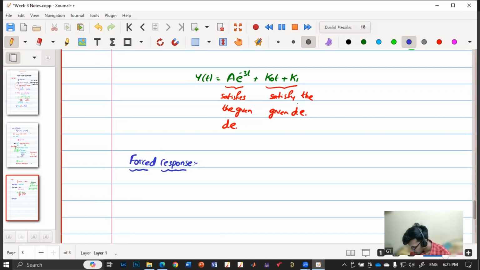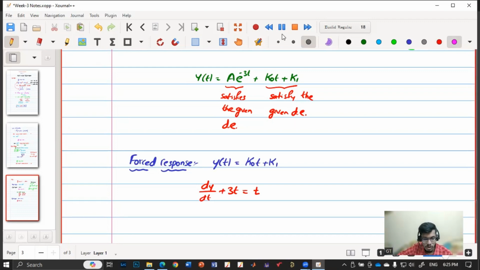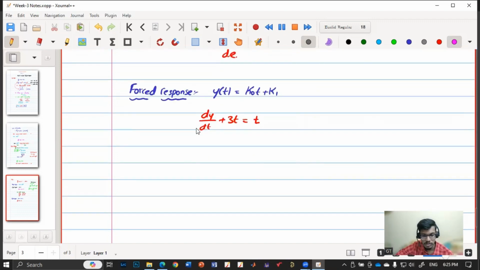So for the forced response, I am considering y of t is equal to k naught t plus k1, the generalized solution. And the given equation is dy by dt plus 3t equals t. I'll substitute this. Now can you tell me what will be the equation, or if you can solve with me. I hope you have a pen and paper with you. Just solve with me. If I substitute y of t in this equation, can you quickly tell me what will be my expression?